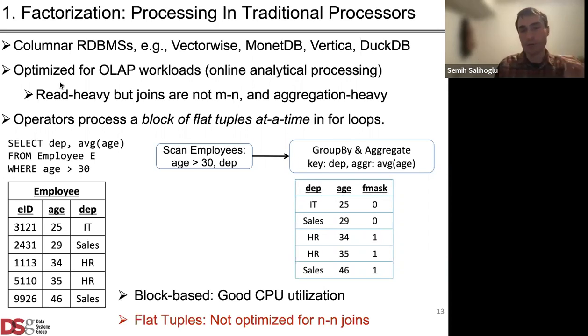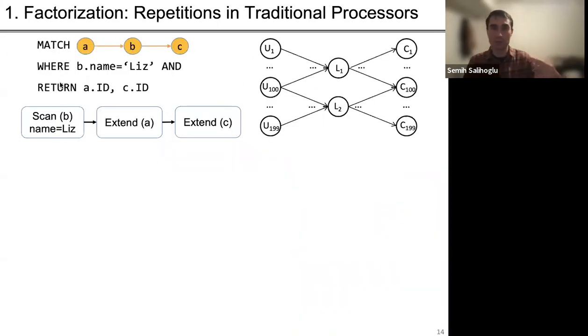Part of the reason is that it's essentially designed to be passing flat tuples from operator to operator. The fact that it uses flat tuples is actually not optimizing it for many-to-many joins. Let me show you what the problem is.